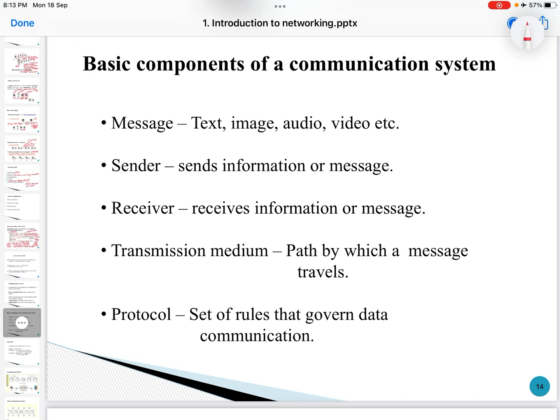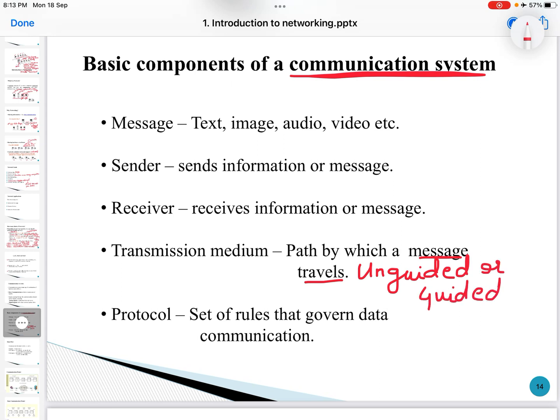Now, basic components of a communication network system. In a communication system, what are the basic components? We say a message. A message can be in the form of text, an image, audio or video. You have a sender, who will send some information or message. The receiver will receive that information or message. There will be a transmission medium, the path by which the message travels. It can be an unguided transmission medium or a guided transmission medium through which the message will pass.